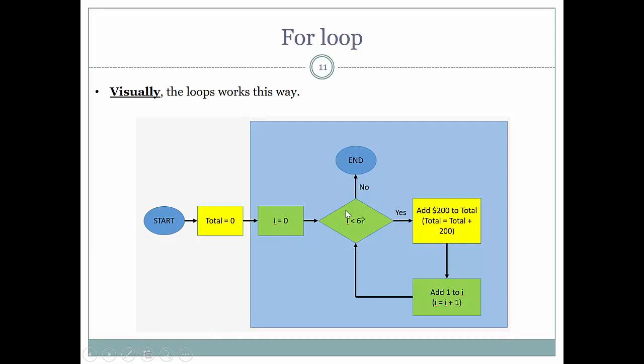So now we check, is I less than 6? If I is less than 6, then continue to add $200 to the total and add 1 to I. Then we check whether I is still less than 6. This goes on 6 times until I becomes 6. Because I is no longer less than 6, the loop ends.